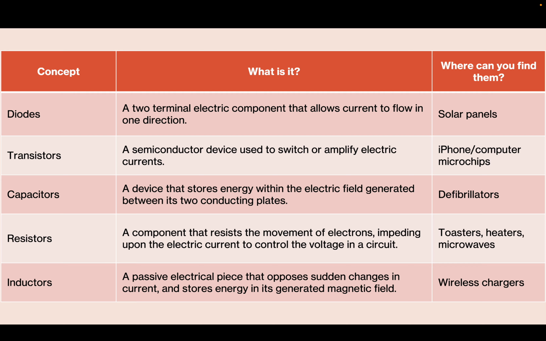Inductors are a passive electrical piece that opposes sudden changes in current and stores energy in its generated magnetic field. And we see this a lot in wireless chargers. The coil in the charger and the device that's being charged create a changing magnetic field that electricity can move through, and that is how the device is charged wirelessly.